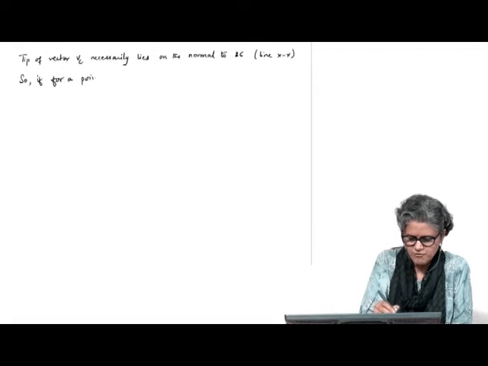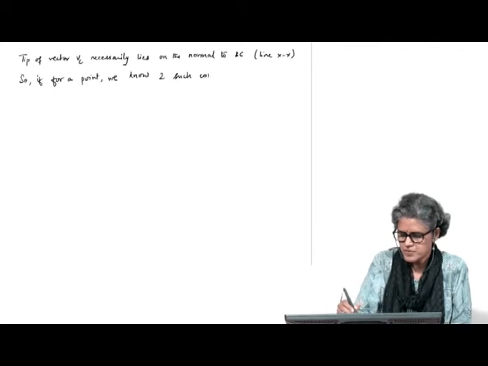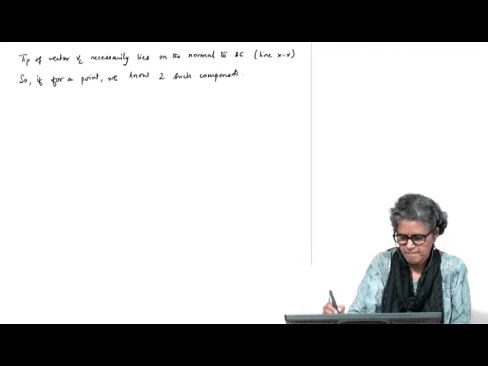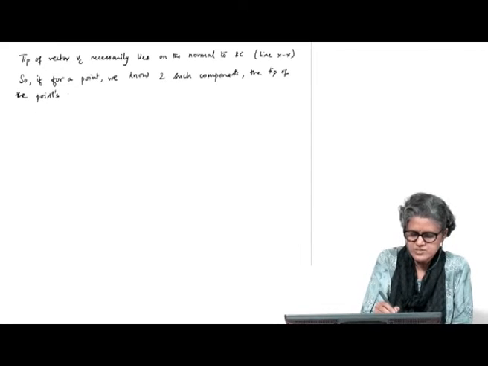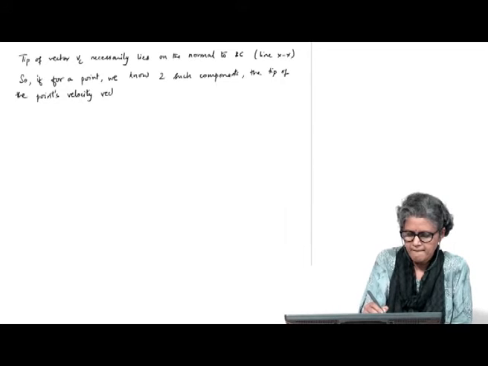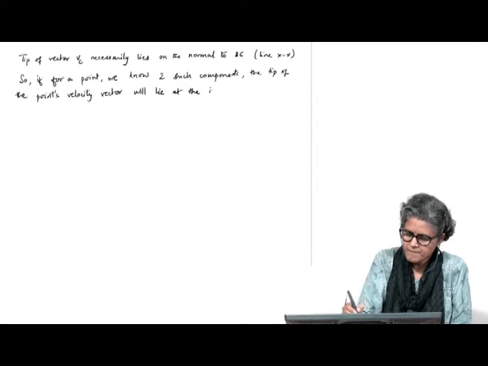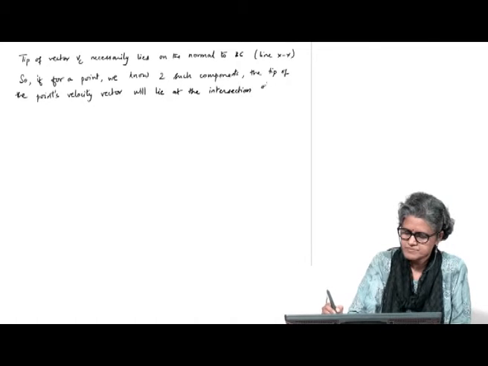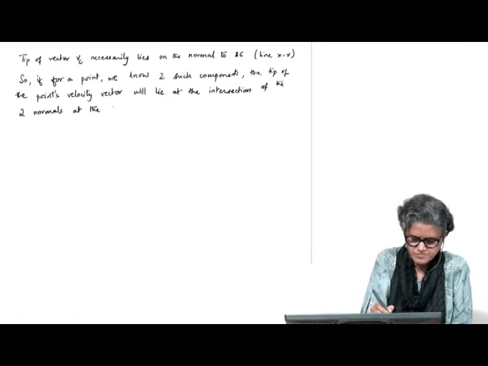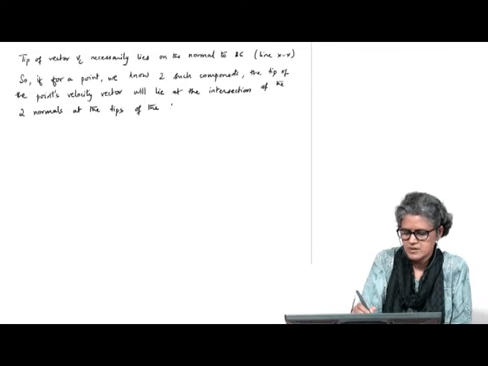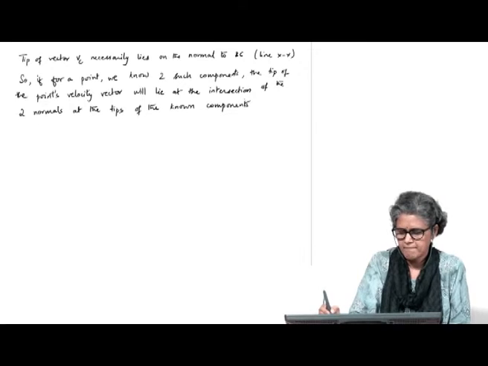So if for a point we know two such components, the tip of the point's velocity vector will lie at the intersection of the two normals at the tips of the known components.